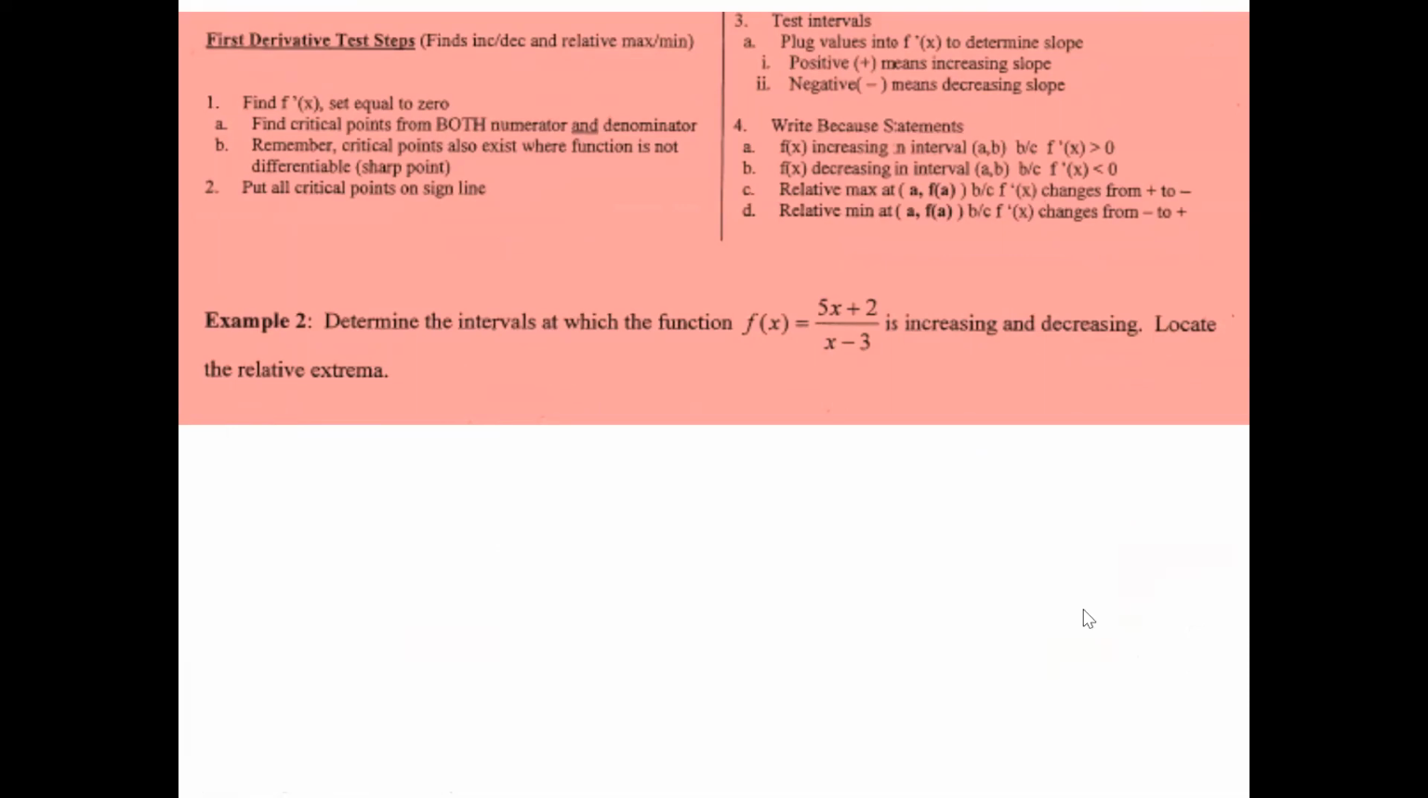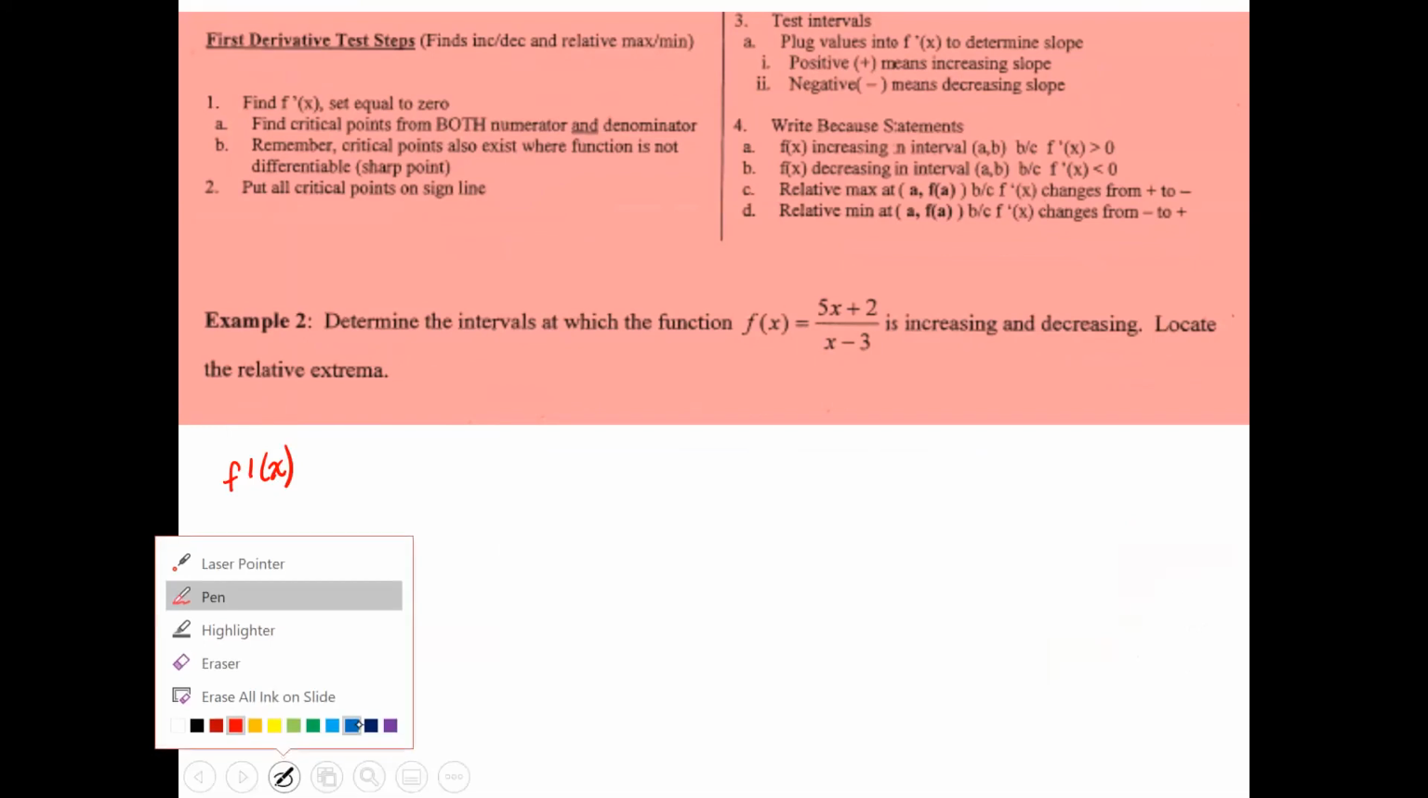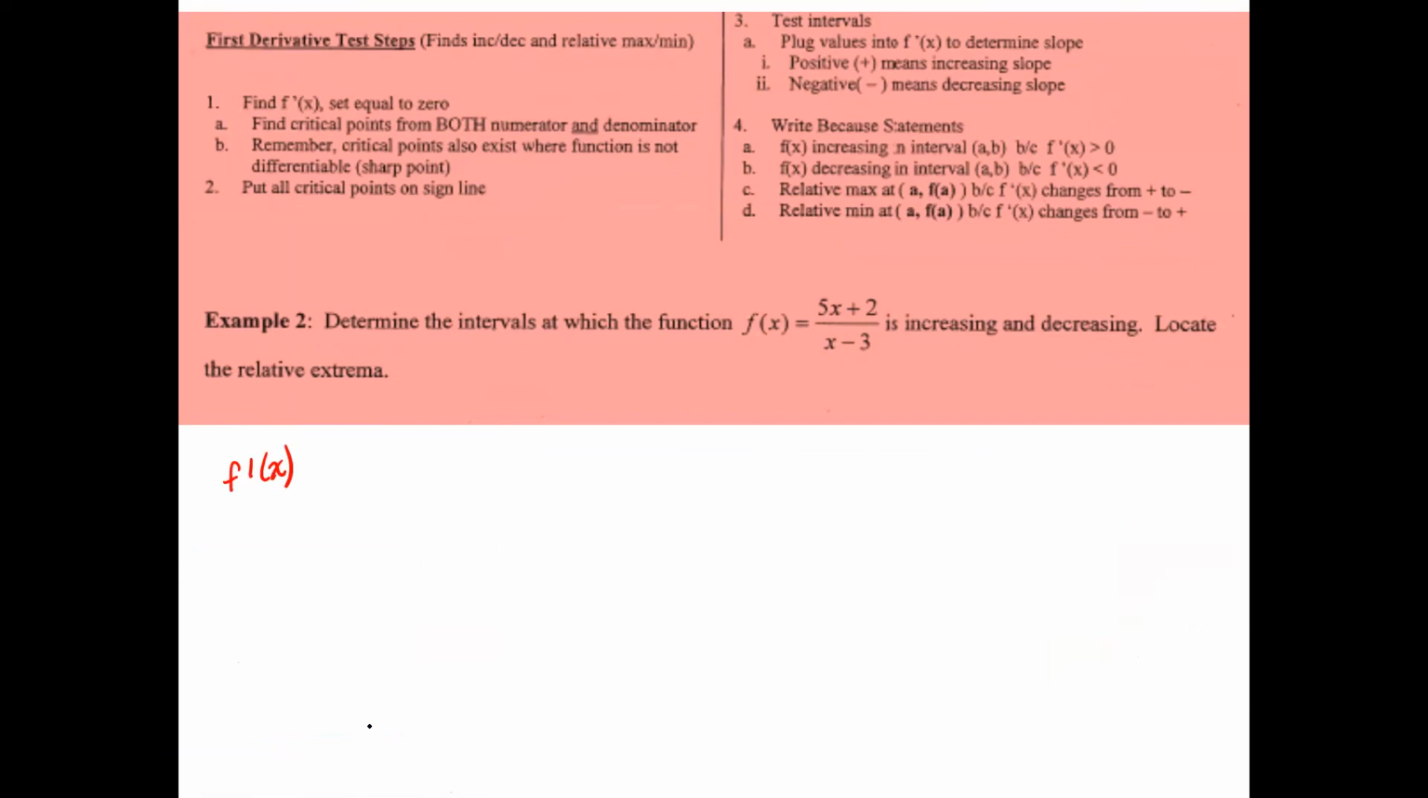So looking at this right here, first thing I'm going to do is find f prime of x. In order for me to do that, you would have to use the quotient rule. So let's set it up here. f is 5x plus 2, f prime is 5, g is x minus 3, g prime is just 1, and then g squared is x minus 3 squared. I want to keep it like this, although you could factor it out, but I'm not sure if we're going to need to yet.